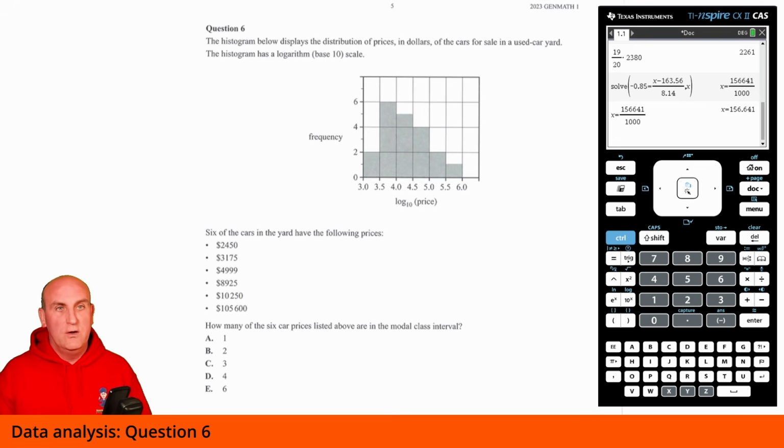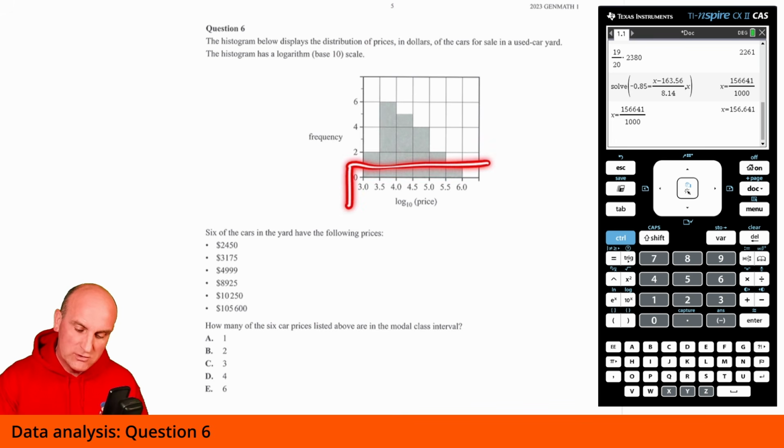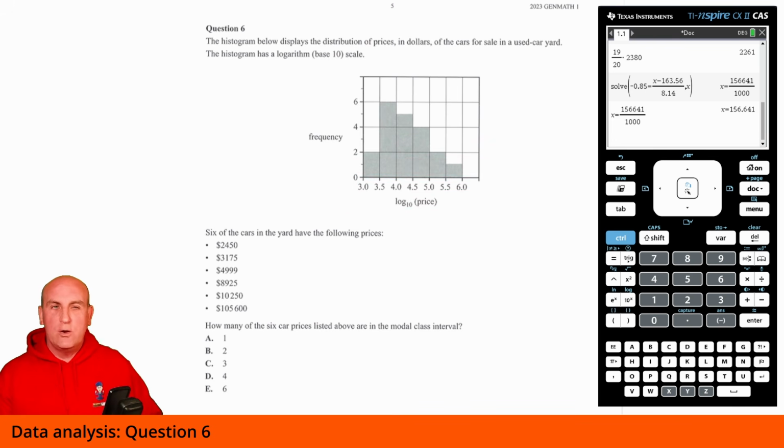Then we get to logs, and anyone who I teach logs to, I'm saying the first thing you do is you change these log numbers along the bottom into actual numbers. Now, this question didn't quite work that way, because what you've got is a histogram below that displays the distribution of prices in dollars of the cars for sale in a used car yard. The histogram has a logarithmic scale. 6 of the cars in the yard have the following prices. How many of the 6 car prices listed above are in the modal class?